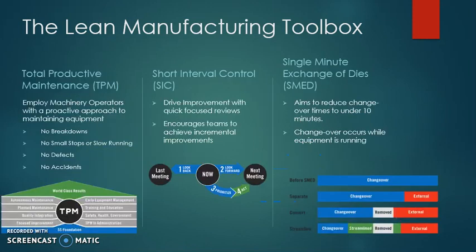You also have total productive maintenance, or TPM, and the overall goal is to get operators involved in maintaining their own equipment, causing fewer breakdowns, fewer stops, and fewer defects. There's also short interval control, and that tool is all about teams working together in the moment to evaluate real-time data and make changes to improve the process and gain efficiency immediately.